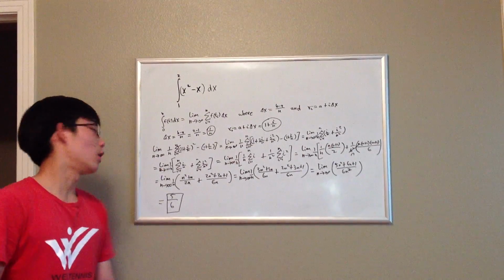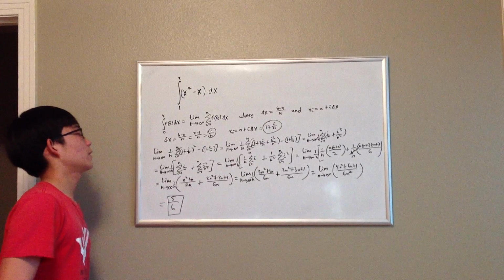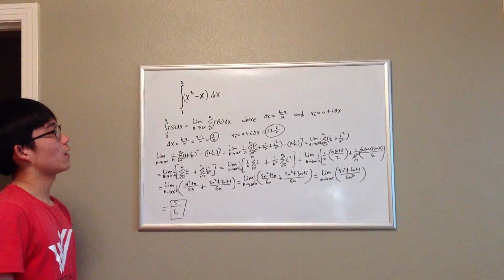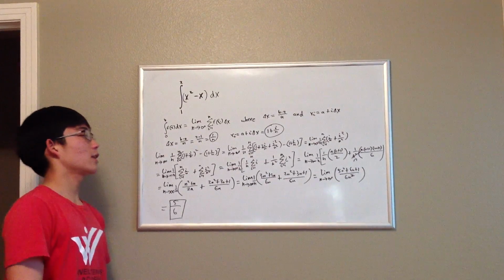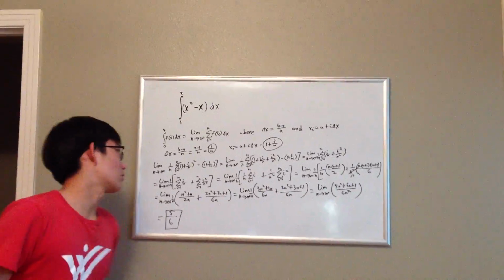limit definition of an integral, which is the integral from a to b of f of x dx equals the limit as n approaches infinity of the sum of f of xi delta x, where delta x equals b minus a over n, and xi equals a plus i delta x.